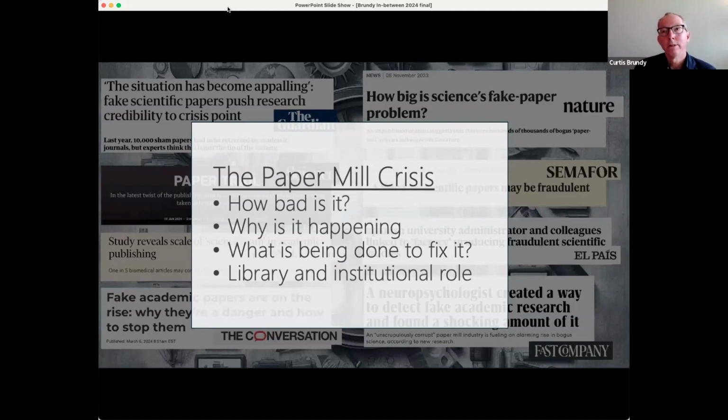And towards that end, I have a lot of links in this presentation for additional information, white papers and reports that people can go out and do a little more digging if they want to learn more. And then I'm going to finish talking about what that library institutional role might actually be.